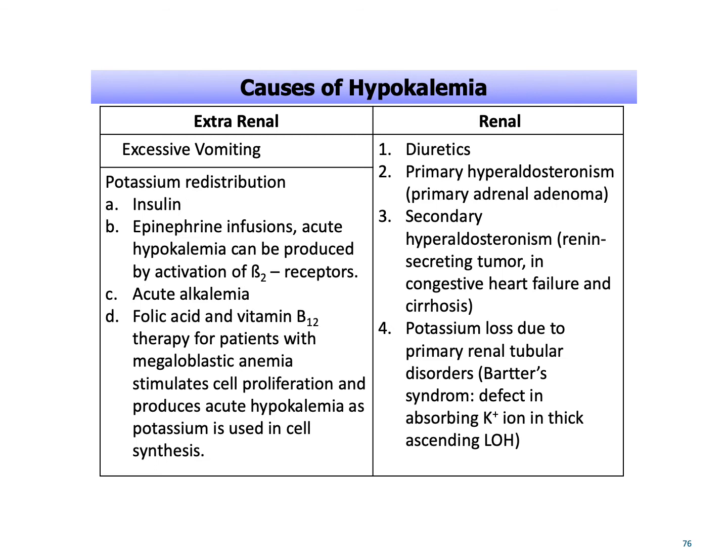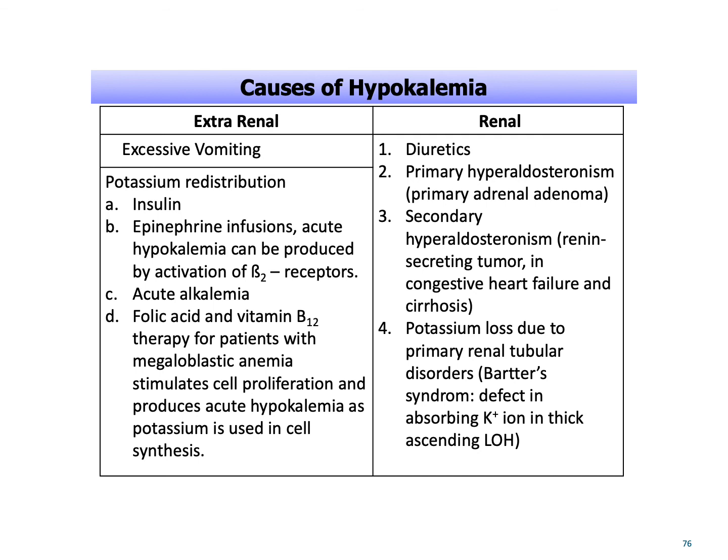Let's see causes of hypokalemia. Now, this can again be divided into extrarenal and renal causes. Under extrarenal causes, excessive vomiting. Now, this can lead to loss of acid in the vomit and will lead to metabolic alkalosis, leading to movement of potassium inside cells and hydrogen out of cells for compensation.